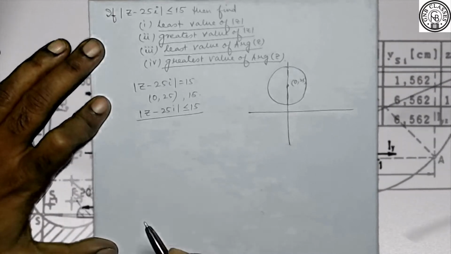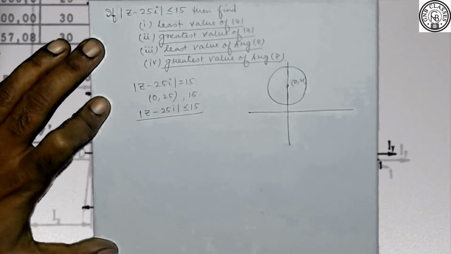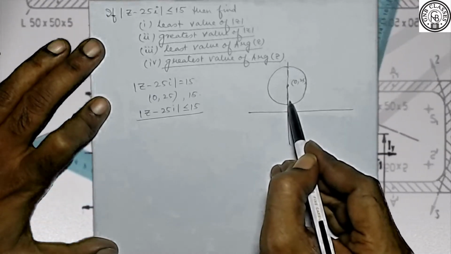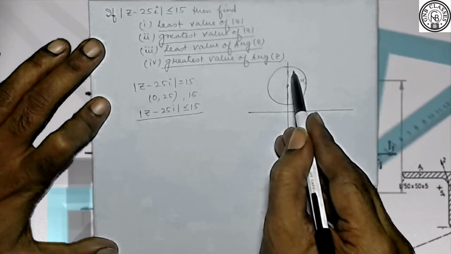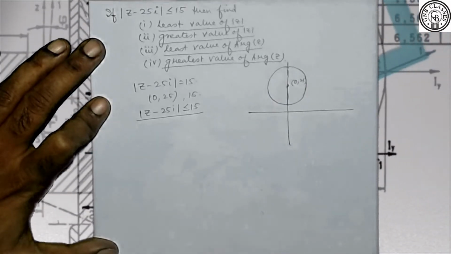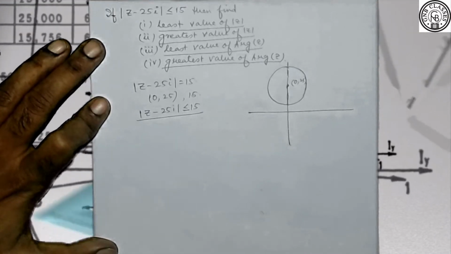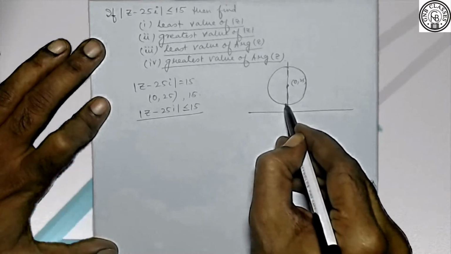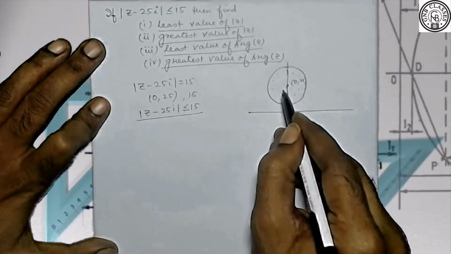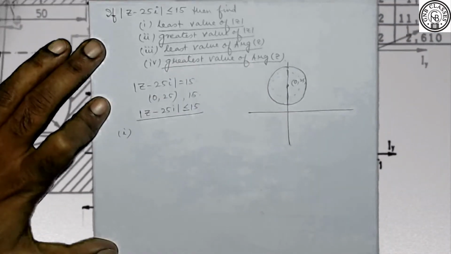It means that the complex number z is lying somewhere inside the circle whose center is at (0, 25) and radius is 15. Or it can lie on the circumference of the circle also, because there is an equal sign over there. Is it clear or not? Absolutely. Okay. Now, z is anywhere on the circumference or inside the circle. Now, see the first question we have said: find the least value of mod z.